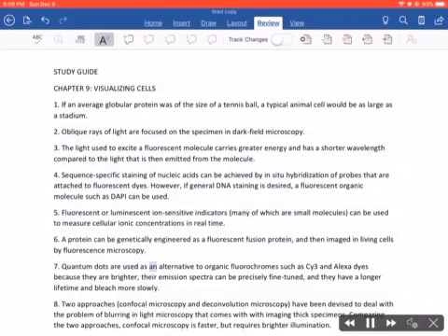7. Quantum dots are used as an alternative to organic fluorochromes such as Cy3 and Alexa dyes because they are brighter, their emission spectra can be precisely fine-tuned, and they have a longer lifetime and bleach more slowly. 8. Two approaches, confocal microscopy and deconvolution microscopy, have been devised to deal with the problem of blurring in light microscopy that comes with imaging thick specimens. Comparing the two approaches, confocal microscopy is faster, but requires brighter illumination.